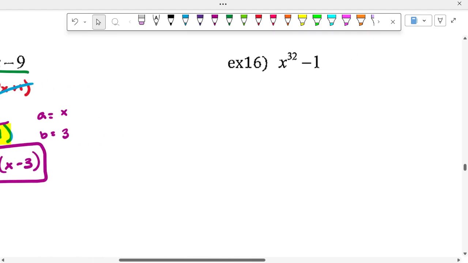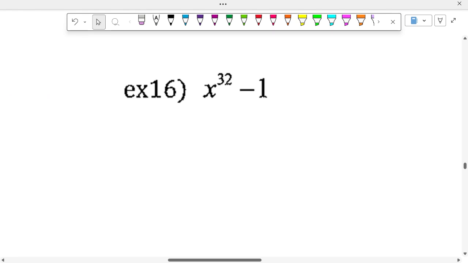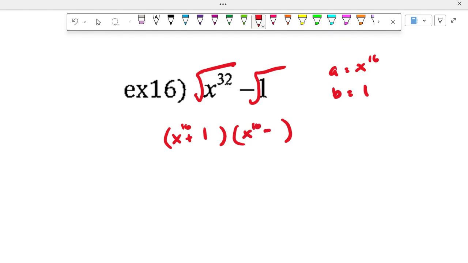All right. Let's look at this last one. It's definitely a difference of 2 squares because 32 is divisible by 2. So we start by finding our A and B. What's the square root of x to the 32 power? Remember, just divide that exponent by 2. So it'll be x to the what? X to the 16th. What's the square root of 1? So what's my answer? X to the 16 plus 1, x to the 16th minus 1.